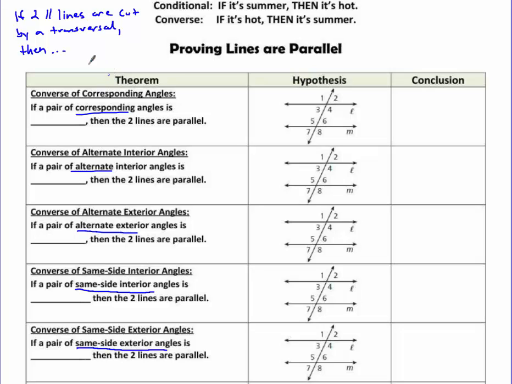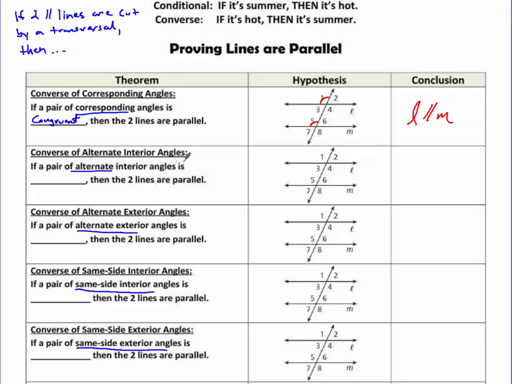So today we're going to say if a pair of corresponding angles is congruent, then the two lines are parallel. So we're taking the hypothesis and the conclusion and we're switching them, and that's what a converse is. So when we look over at this picture, if a pair of corresponding angles is congruent, so let's say that angle 1 is congruent to angle 5. Well, then our conclusion is that the two lines are parallel. So our conclusion is that L is parallel to M.